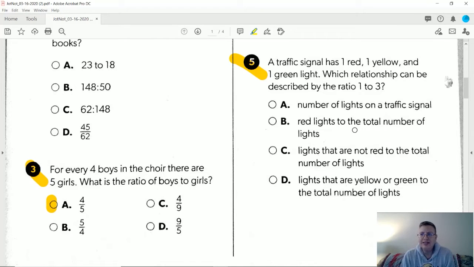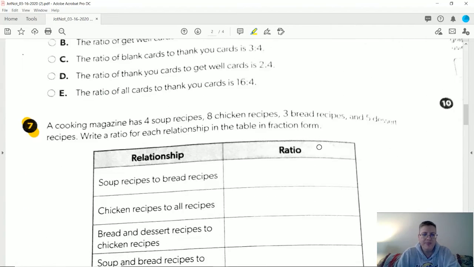Letter B, red lights to the total number of lights. That would be 1 red light compared to 3 lights, and that one would work. Letter C, lights that are not red, that would be 2. Compared to the total number of lights, that would be 3. So 2 to 3 is not going to be the same thing. And the lights that are yellow or green would also give us a 2 to 3 ratio.